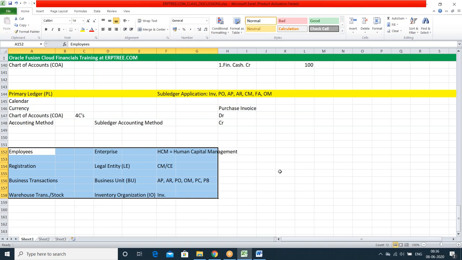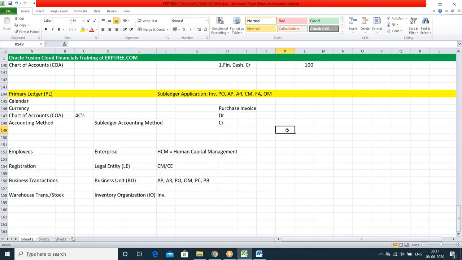So if you are going to arrange this data, enterprises, legal entities, business units, inventory organization, your primary ledger, everything, if you are going to set up in the system, that complete information related to enterprise is organization related data only, right? So employees data, legal registration data, business transactions, warehouse related data, everything is related to the organization. Since we are going to manage the entire organization related data in such a structured manner, this complete information, if you are going to maintain in the system, you can call as enterprise structure.